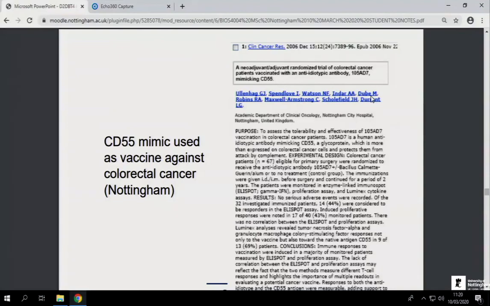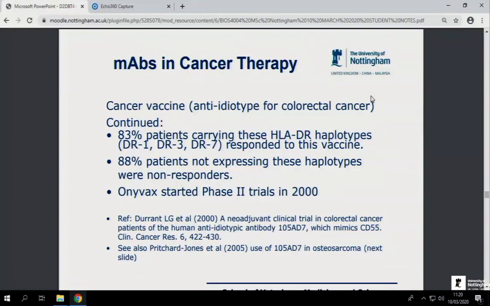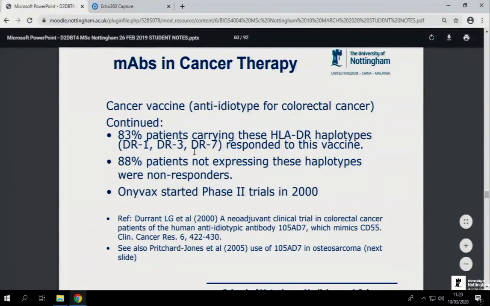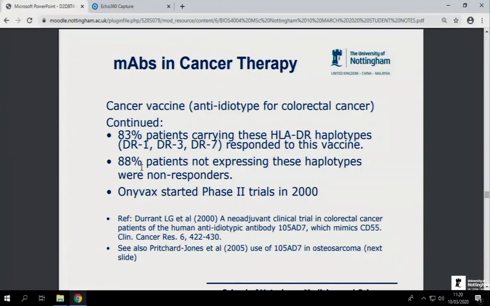That's quite a long time ago, though, that's 2006. 83% of the patients that had that particular genetic makeup responded to this vaccine. But the same number of patients did not respond to it if they didn't carry this genetic marker. So all we did was make anti-idiotypes that recognise that other type of HLA as well. So that's how it progressed. And then a company called Onivax started that in 2000. And there's a few references there.